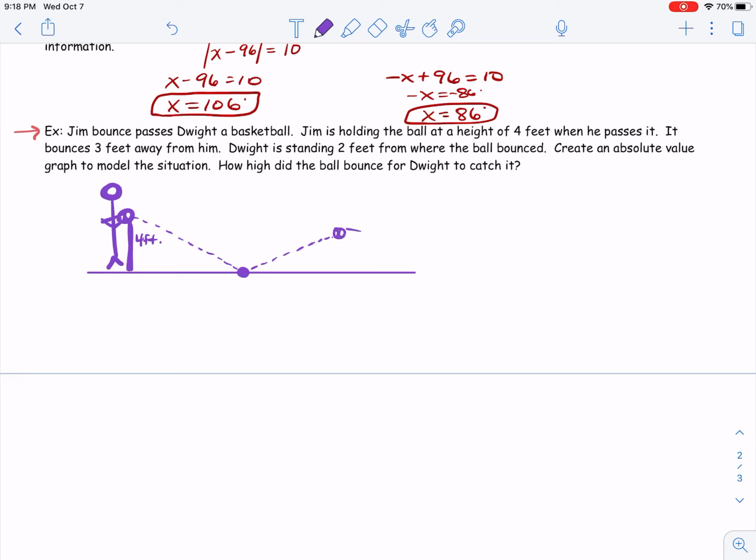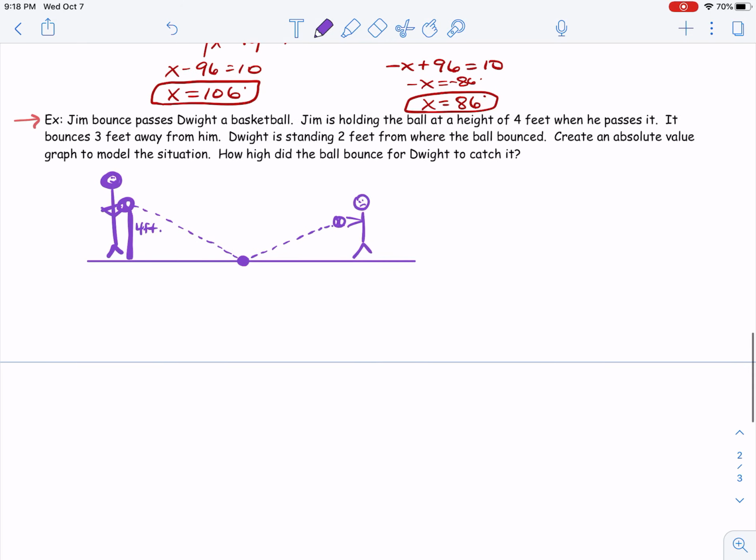Dwight is going to catch it. Okay? Dwight's kind of like me, and then Jim's kind of like, eh. Hold on, let me fix that. And then Dwight's like, meh. Okay. Jim's a lot taller than Dwight. I don't know why I did that.